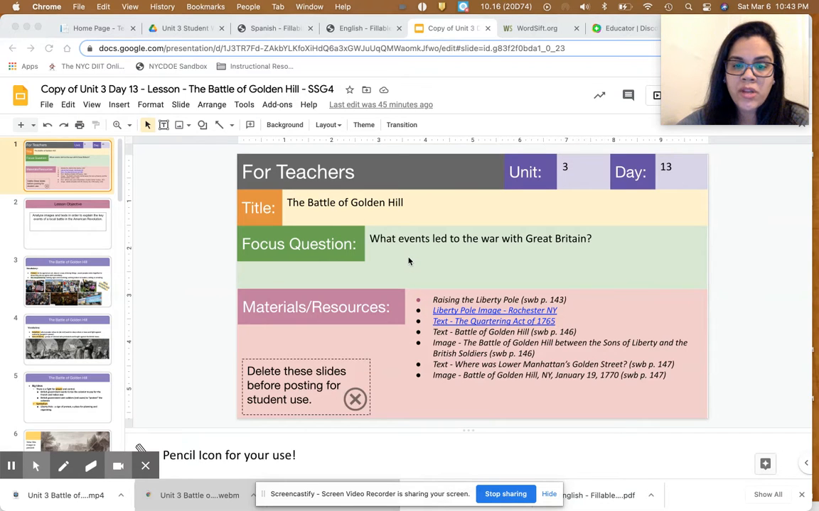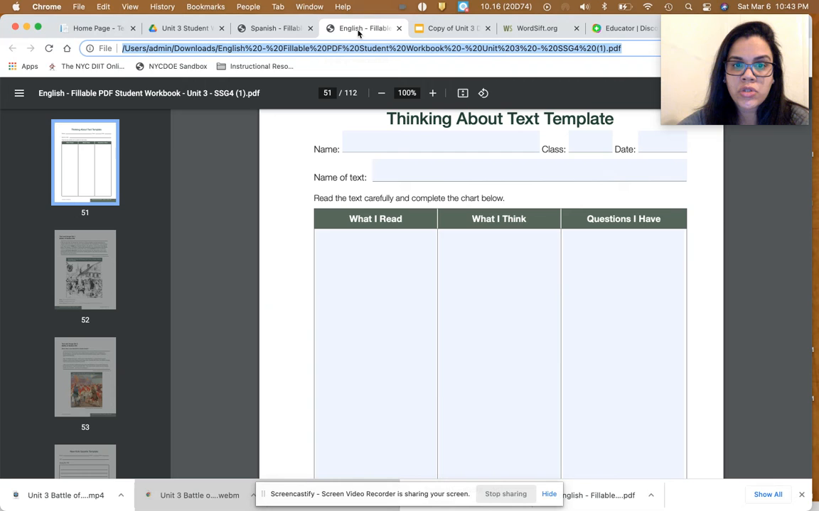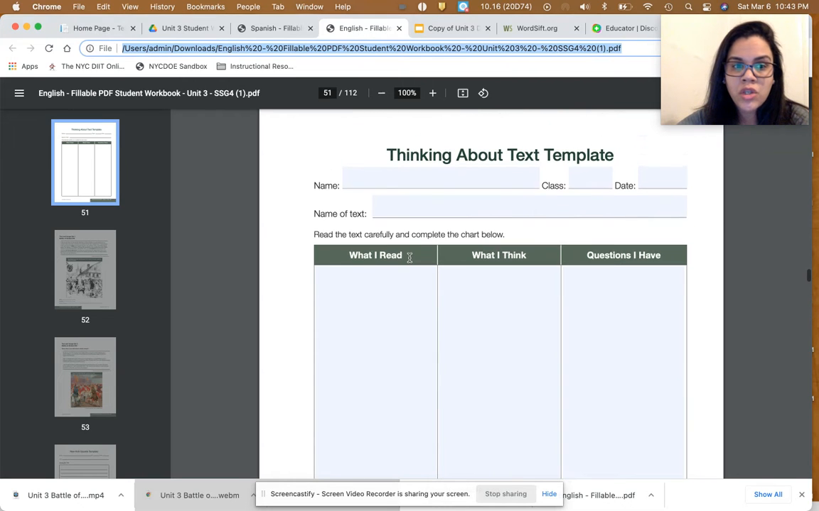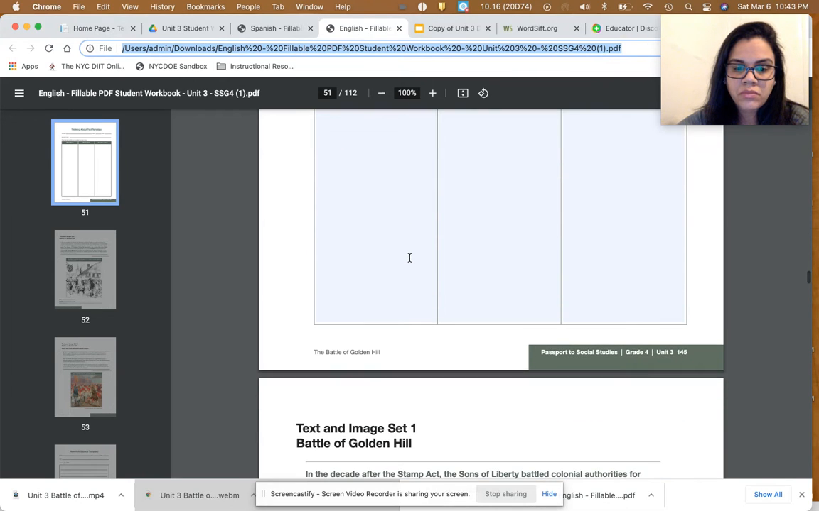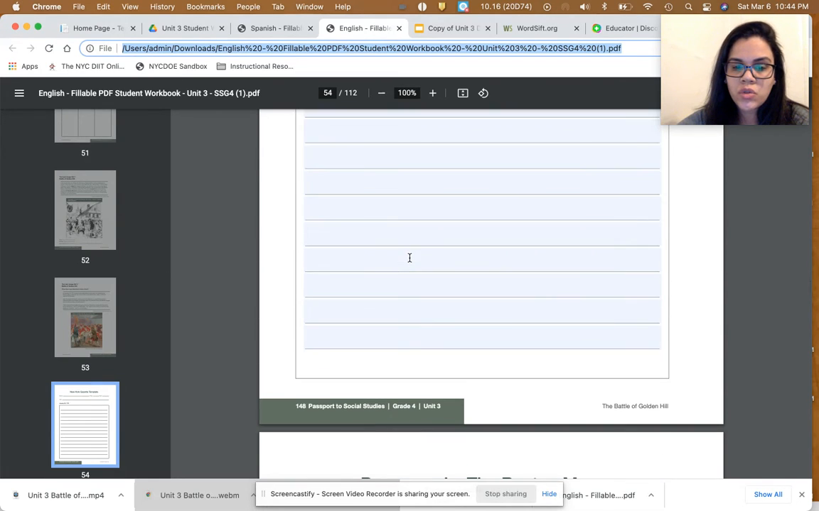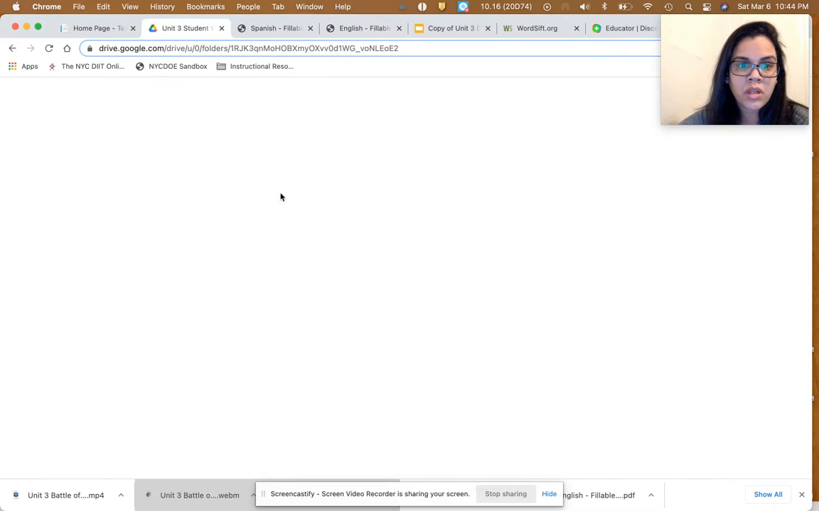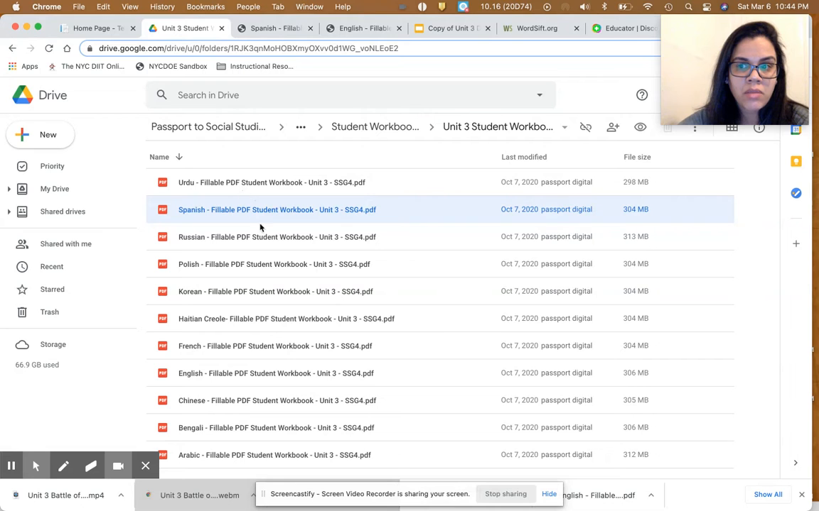The focus question is what events led to the war with Great Britain? And our lesson objective is to analyze images and text in order to explain the key events of a local battle in the American Revolution. The corresponding Passport to Social Studies workbook pages used in this lesson are from page 145 to 148, and those are the same page numbers if you are using the Passport workbook in a different language.